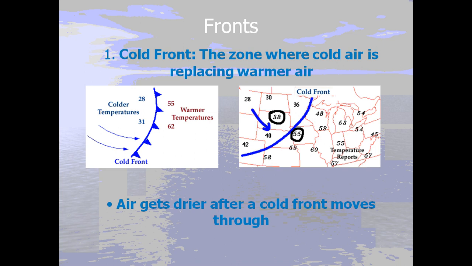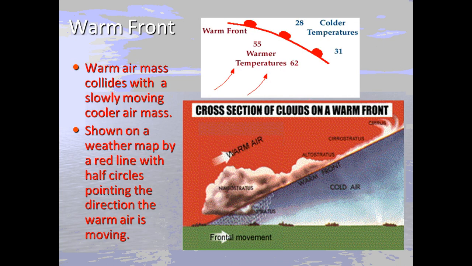and air gets drier after a cold front moves through. So let's talk about a warm front. Now, the warm front's a little bit different. The warm air mass collides with a slowly moving cooler air mass. If you look at the weather map to the right, there's a red line with half circles pointing in the direction the warm air is moving.